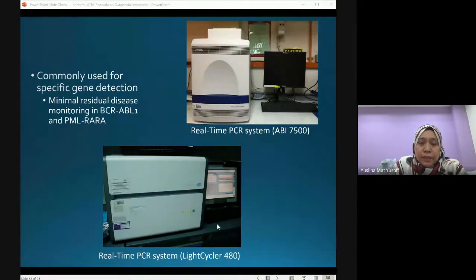So this is the machine that is used, the real-time PCR machine. This technique is commonly used for specific gene detection, for example, minimal residual disease monitoring in PML-RARA and APL. This is the important gene fusion that needs to be monitored.